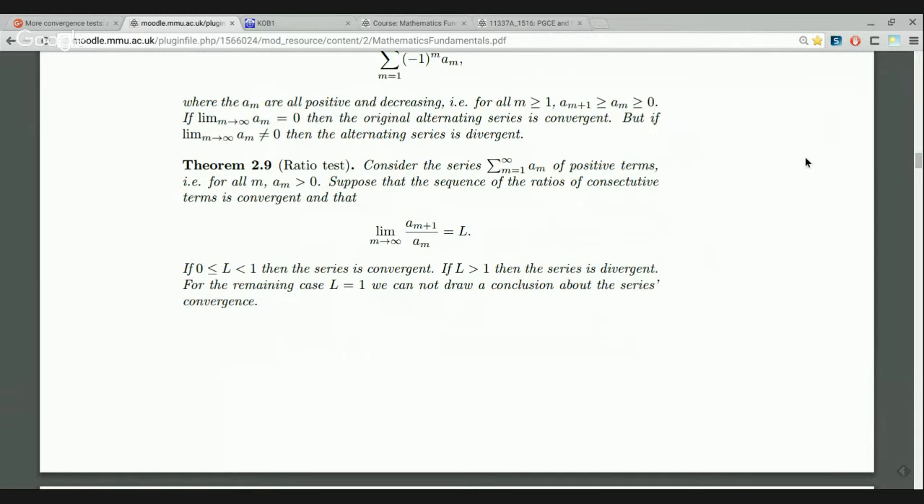And the one remaining case, if L is exactly equal to 1, then you can't draw the conclusion. Okay, the series could be converging or it could be diverging. Okay. Now there's a bit of an explanation we can give for that.